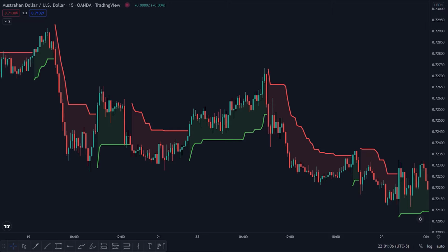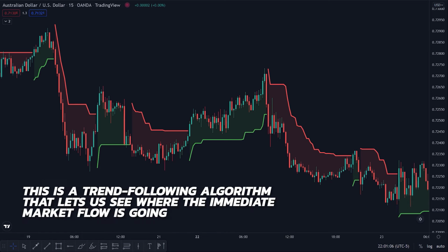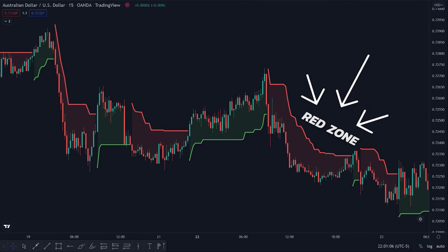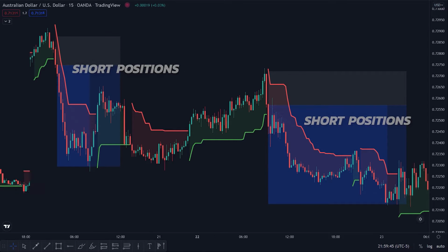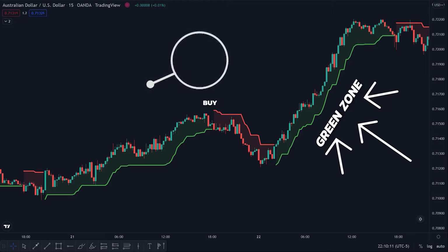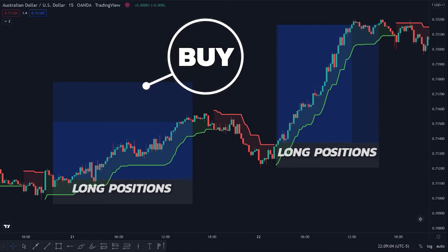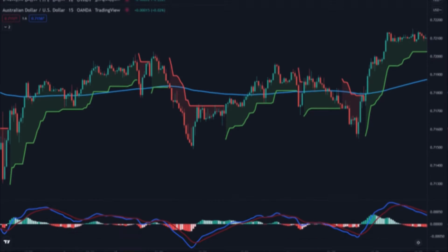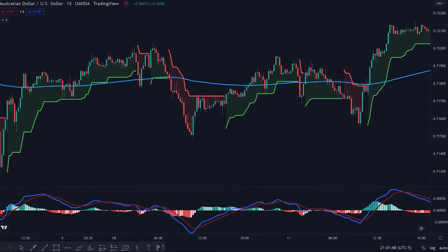And, as its name says, this is a trend-following algorithm that lets us see where the immediate market flow is going. Each time we see a red zone, we'll be looking for short positions. And every time we see green, we would be looking to buy and take long positions. Easy, right? How it works is very self-evident.